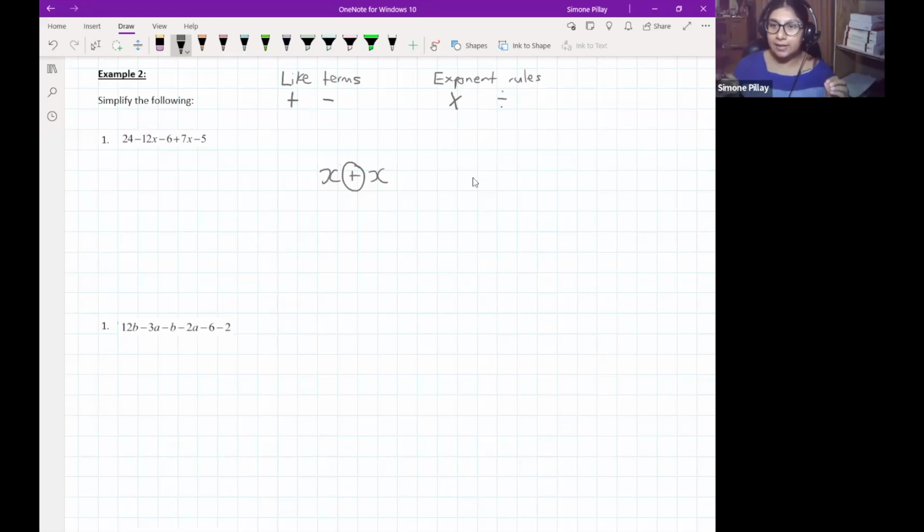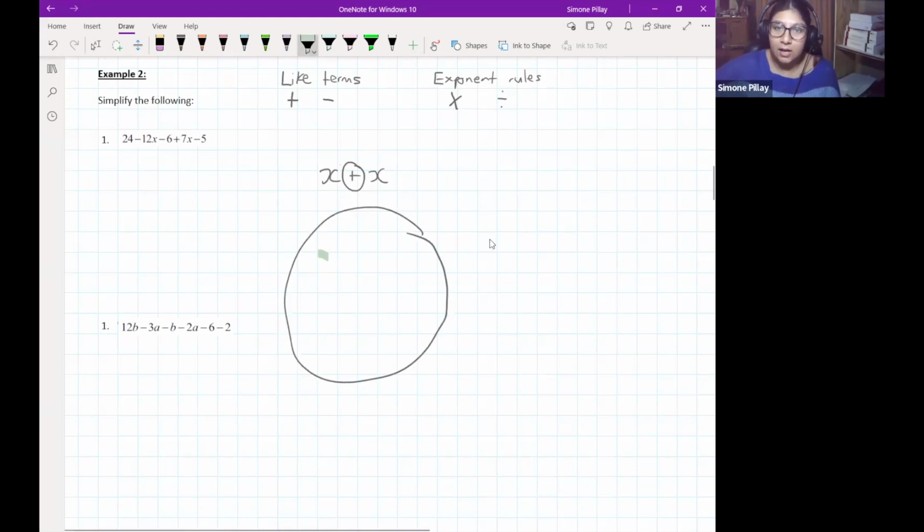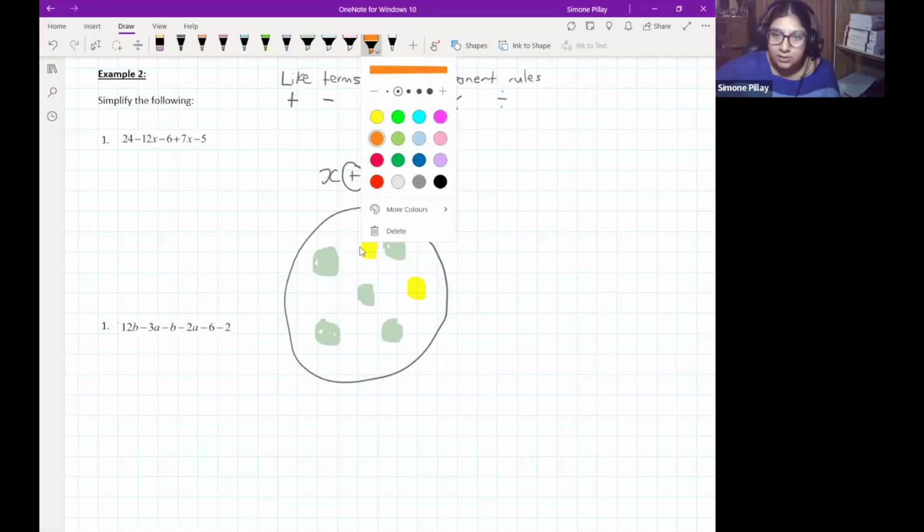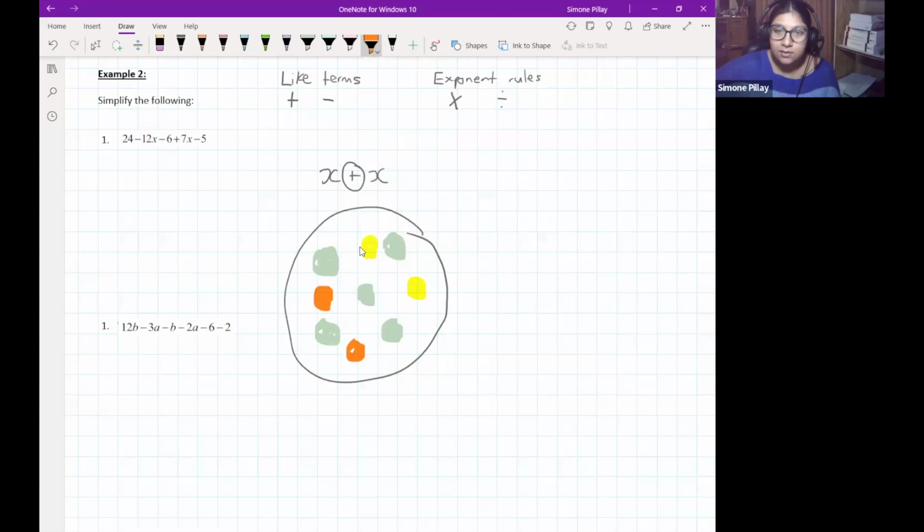When I think about like terms, I think about a fruit bowl, okay? Now, I have a fruit bowl, and then there are apples, a bunch of apples. And then there are bananas in here. And then there are also oranges in here. Can you tell me what is in this fruit bowl?